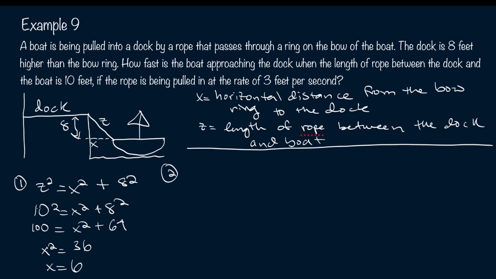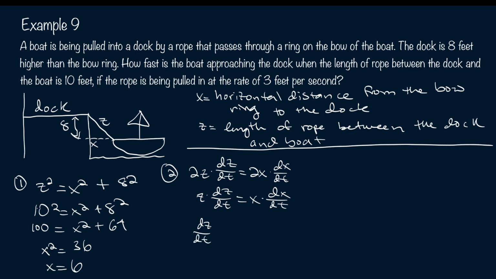So for step 2, we're going to take the derivative of the first equation. So we get 2z times dz/dt is equal to 2x times dx/dt. And then we can divide 2 from both sides, and we get z times dz/dt equals x times dx/dt. And then we know that our dz/dt, which is the rope being pulled in at a rate of 3 feet per second, is going to be -3 because it is coming in. So it's going to be decreasing.